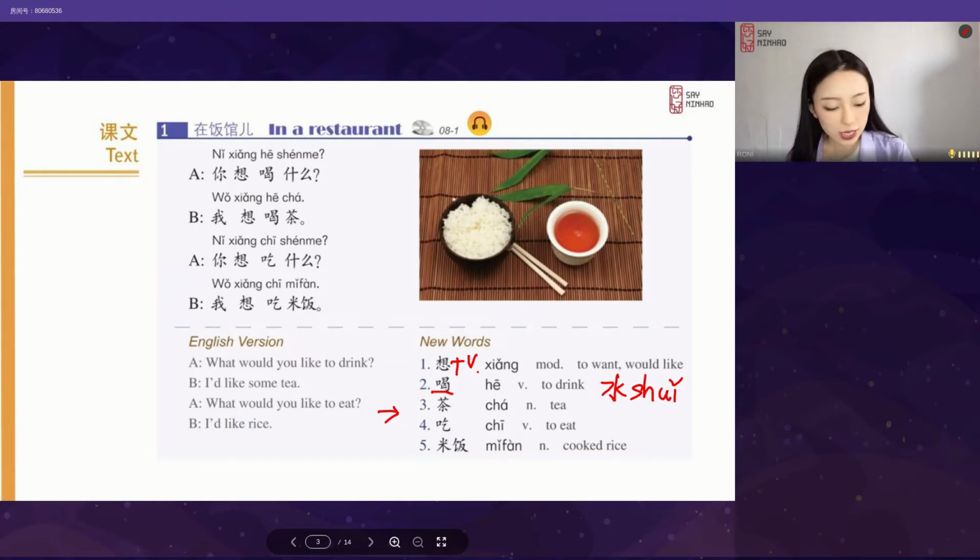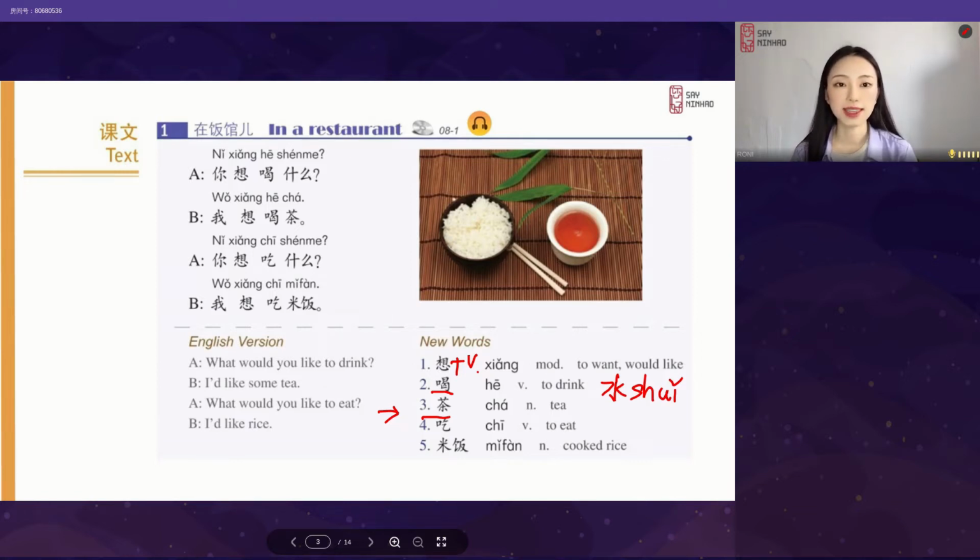Next one is 茶. It is a noun, it means tea. Although we just learned it this day, actually we came across this word many times before in the lessons. Okay, this is 茶. Read after me, please. 茶. It means tea. So try to say drink tea. Drink tea is 喝茶, right? 喝茶.